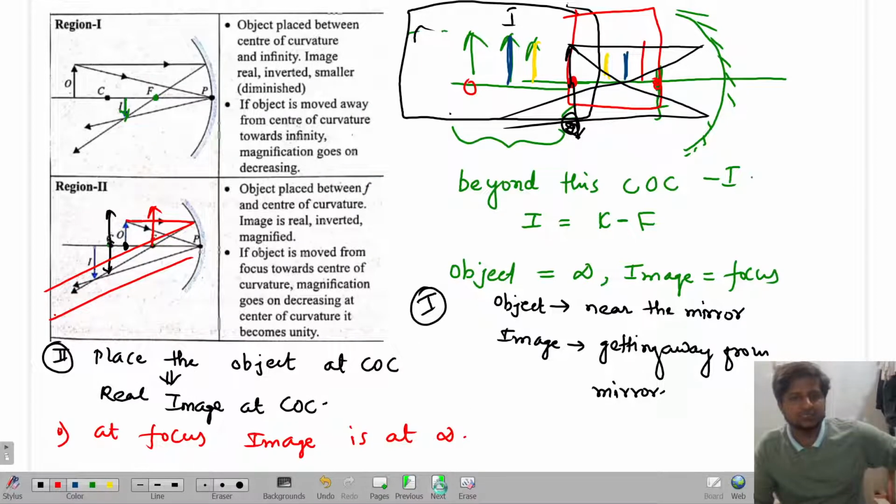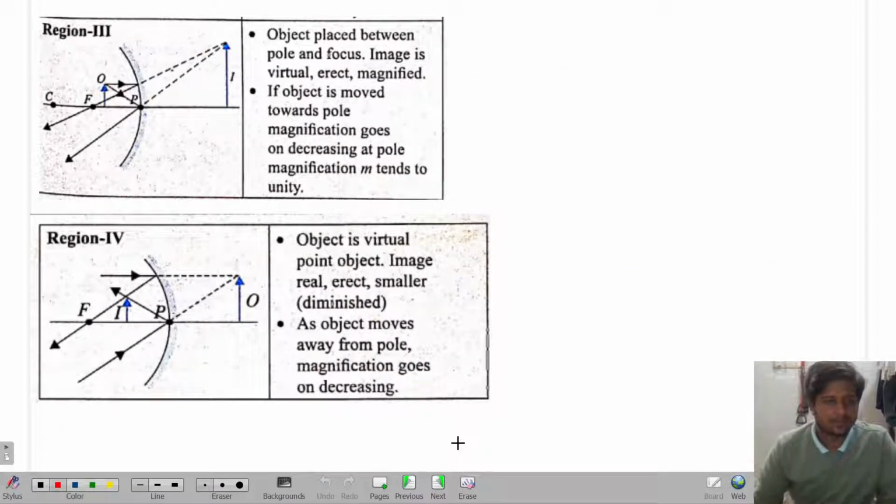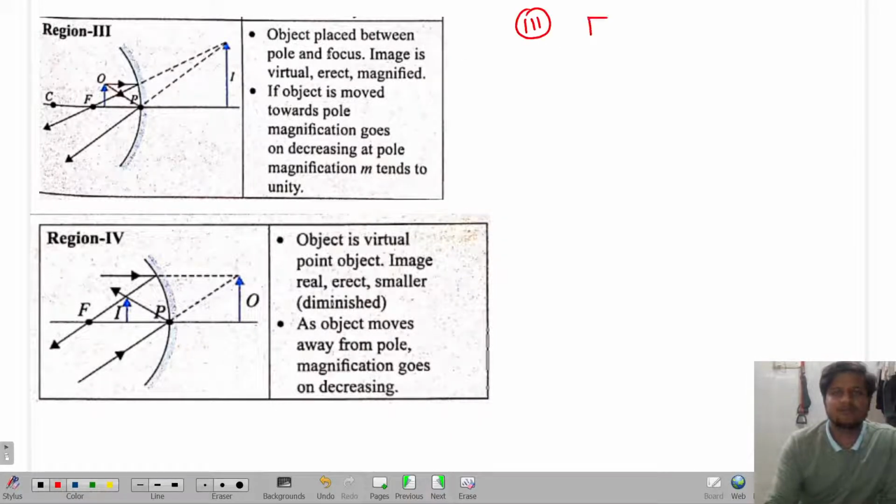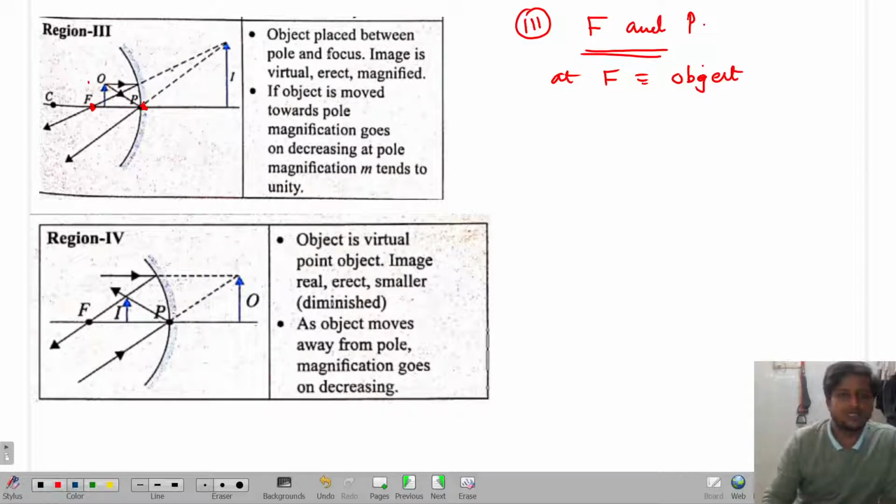Okay. Now moving to the next point: reason 3 and reason 4. Reason 3 is between focus and pole. Now try to observe. If you place the object at focus, you know that the image is formed at infinity.